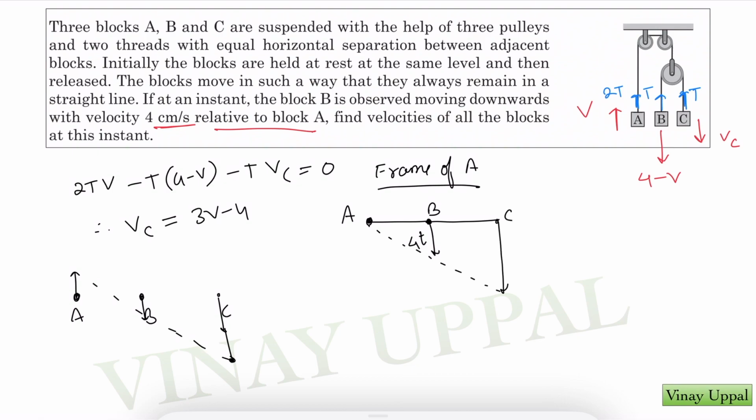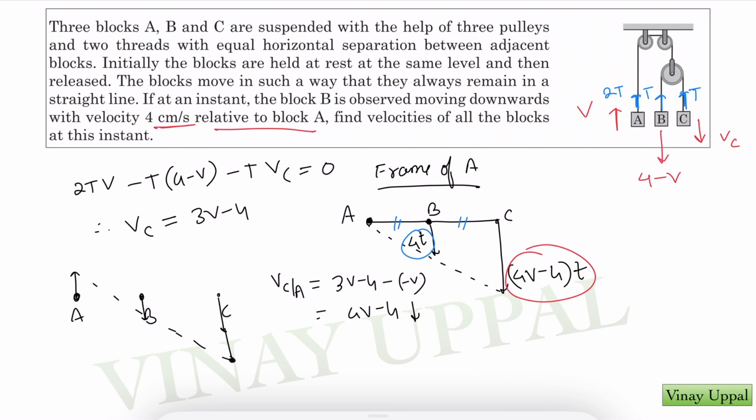And C, what will be the velocity of C with respect to A? So velocity of C with respect to A in the downward direction would be 3v minus 4 minus of minus V, because A has a velocity V upwards. So that will be 4v minus 4 in the downward direction. So in time t it will travel a distance of 4v minus 4 times t. Now because AB is equal to BC given to us in the question, you should be able to see from similar triangles or even from trigonometry that this 4t should be half of the displacement of C. This is with respect to A.